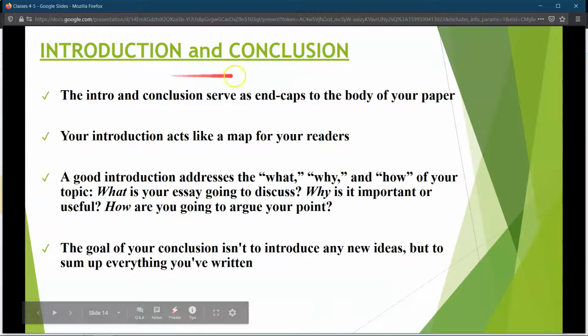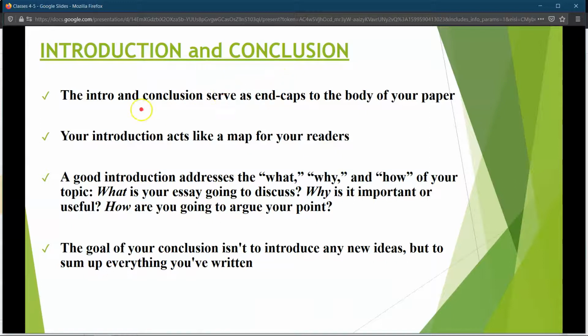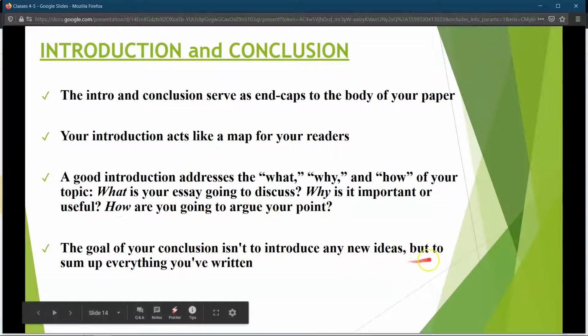So the introduction and the conclusion. The intro and conclusion serve as end caps to the body of your paper. Your introduction acts like a map for your readers. A good introduction addresses the what, why, and how of your topic. What is your essay going to discuss? Why is it important or useful? How are you going to argue your point? The goal of your conclusion isn't to introduce any new ideas, but to sum up everything that you've written.